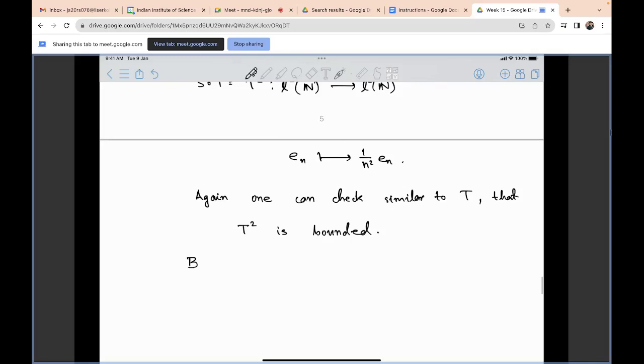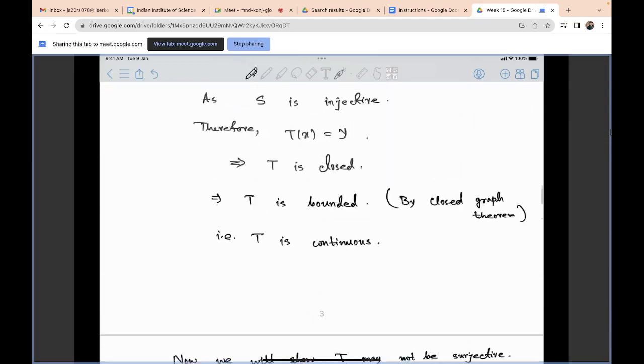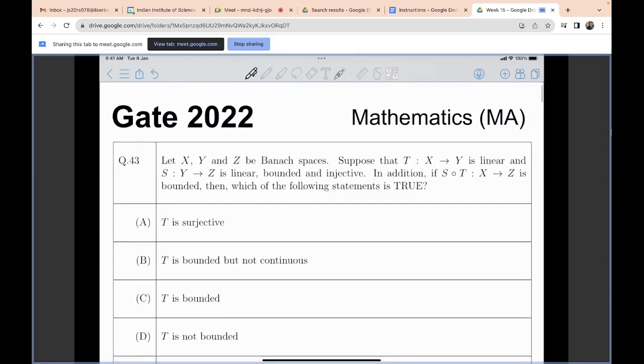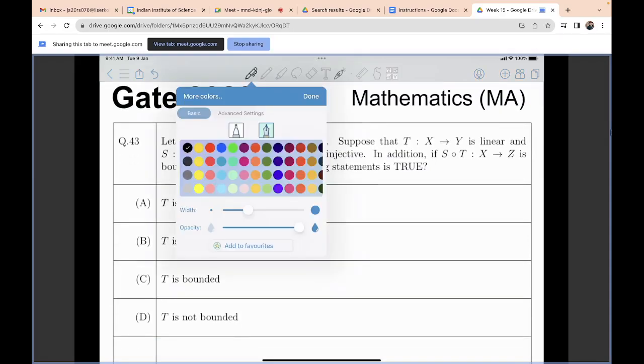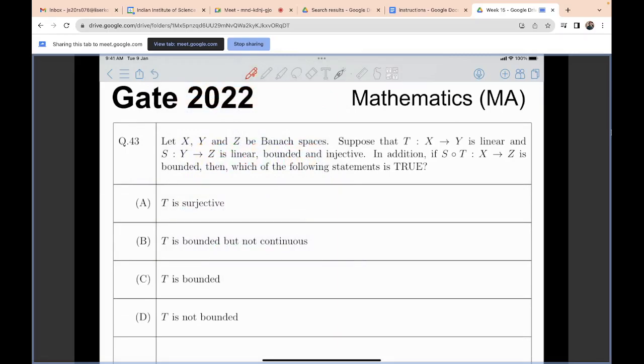But S, which is T, is not surjective. So if T is not surjective, still all the things are satisfied. Therefore it is not necessary that T has to be surjective. So which option have we got? That T's surjectivity is not necessarily true. This may not always be true.